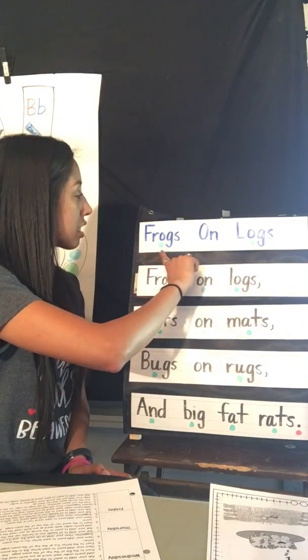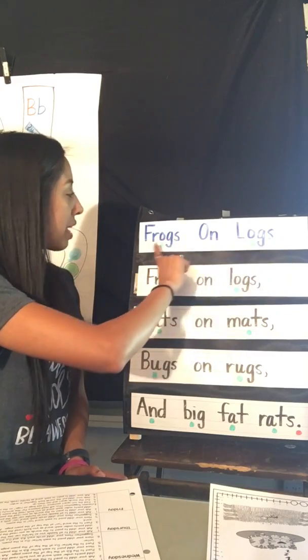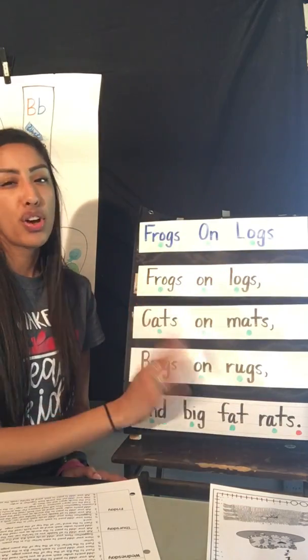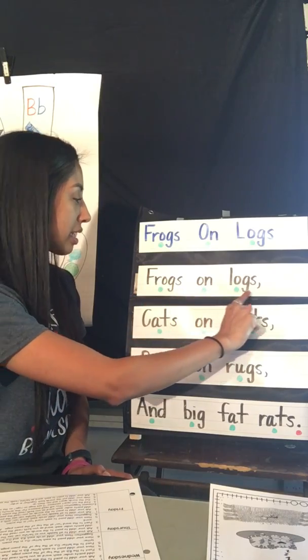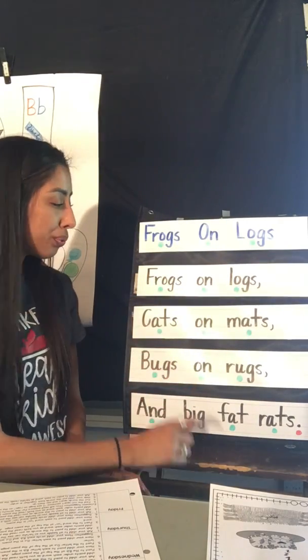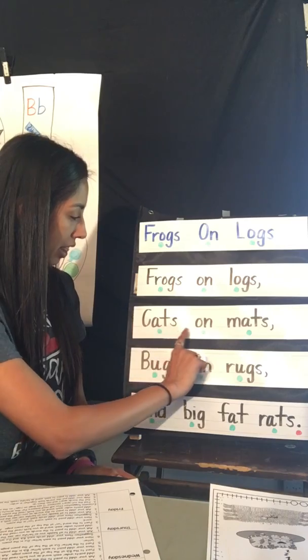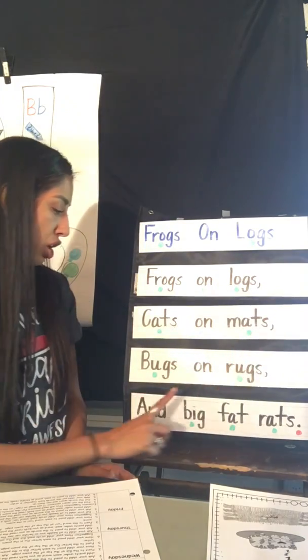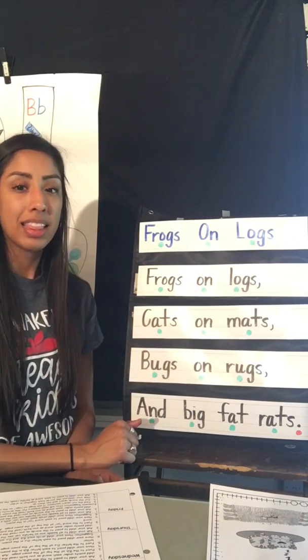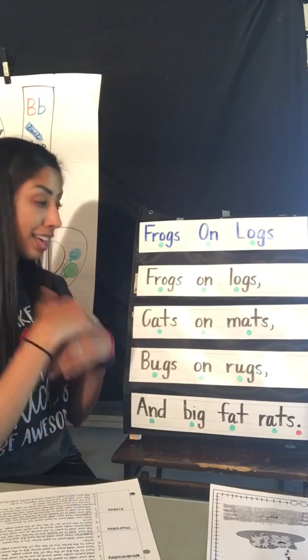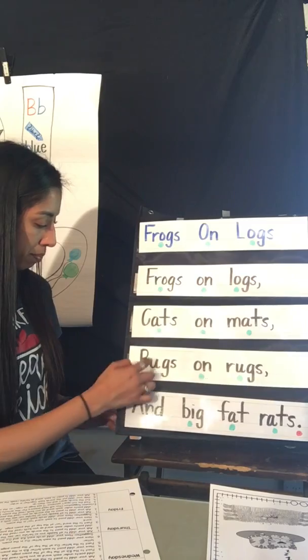So on our first line, look at our title. Do we have any B's in there? No. Look at our second line. Do we have any B's in this line? No. Look at our next line. Do we have any in there? No. Look at our next line. Do we have any B's in there? And they should say, yes, we have a B.